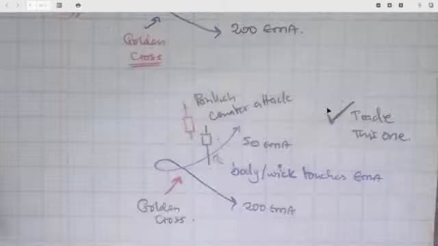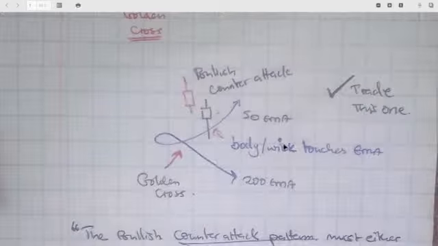So what you want to do actually is trade this one, where the bullish counter attack or the candlestick chart pattern touches the 50-day moving average. Here I said the body of the candle has to touch the EMA, and then this is the golden cross. Again, price has to be above the 50-day moving average and the 200-day moving average, and then this candlestick pattern should touch the 50-day moving average. So this is the one you should trade.